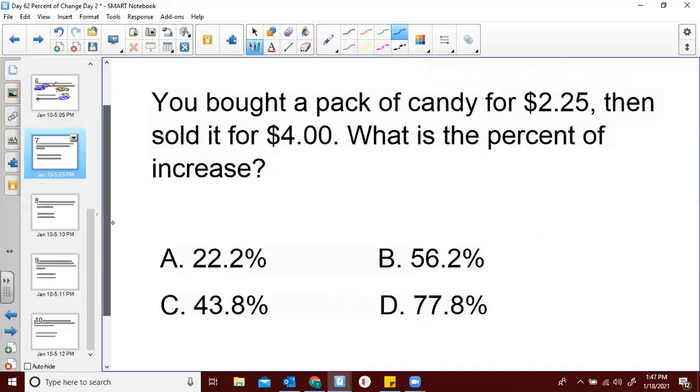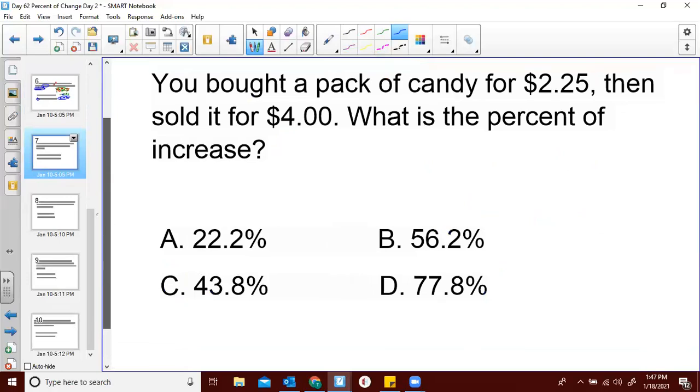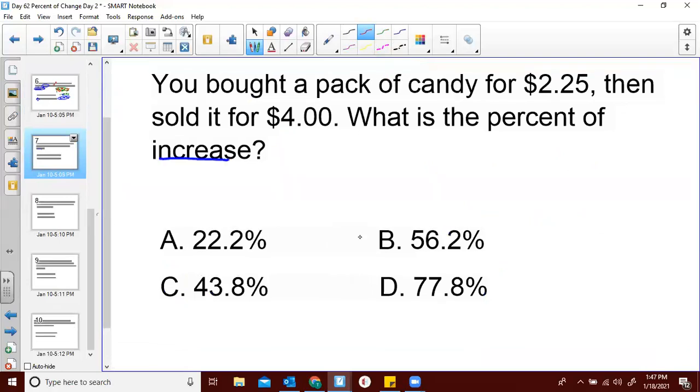All right. You bought a pack of candy for $2.25, then you sold it for $4.50. What's your percent increase? So we're going to get a positive number here for the beginning. All right, so we bought it for $2.25. That's going to be our old. Then you turned around and sold it. That's going to be our new number.